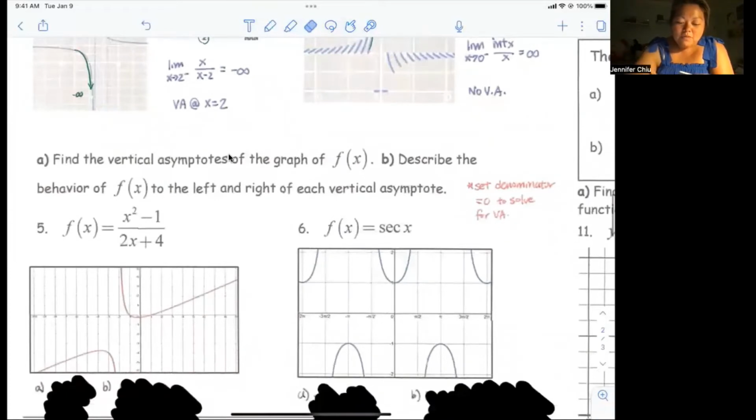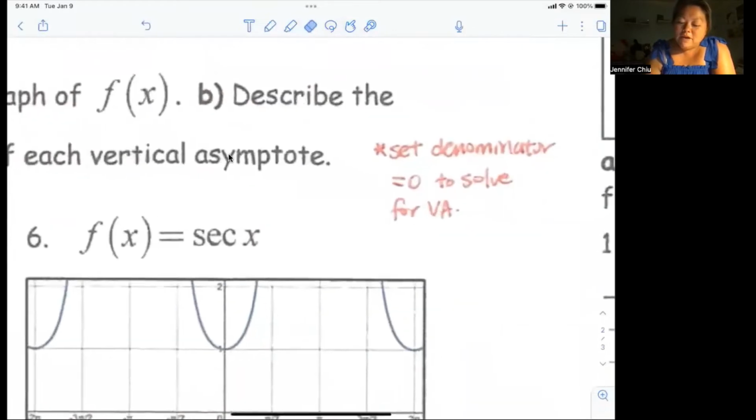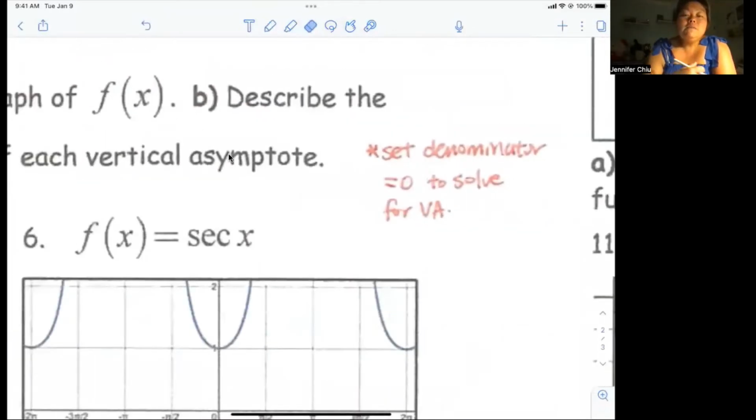All right, so find the vertical asymptotes of the graph. Describe the behavior to the left and right of each vertical asymptote. So I reminded you here that, hey, to find vertical asymptote, simply take the denominator, set it equal to 0 to solve for vertical asymptote, because when the denominator is equal to 0, that's when we have these really weird values and really weird behaviors, right?